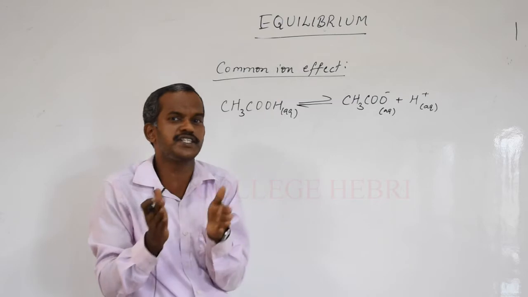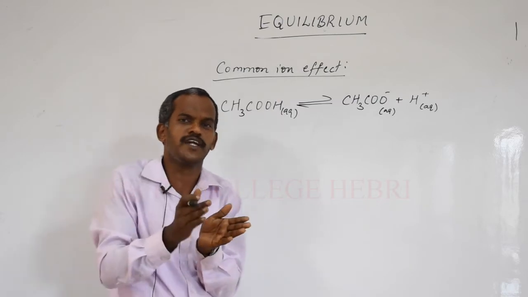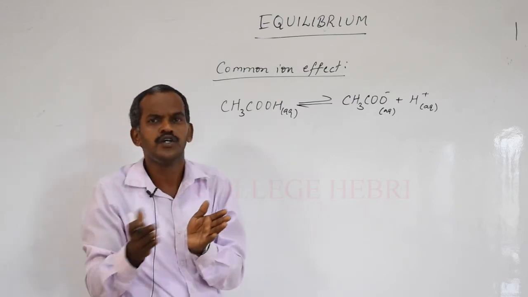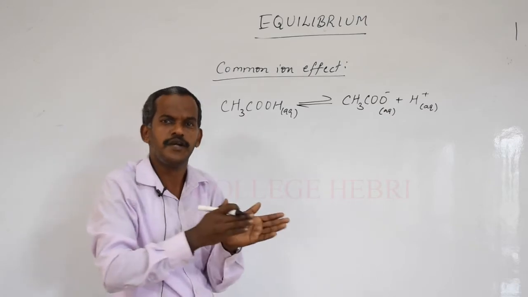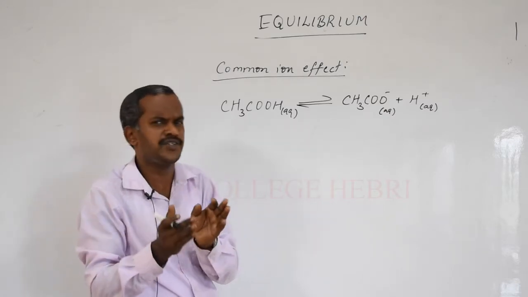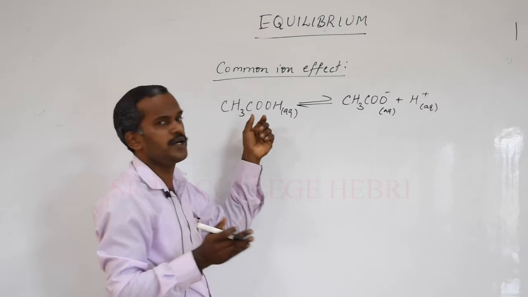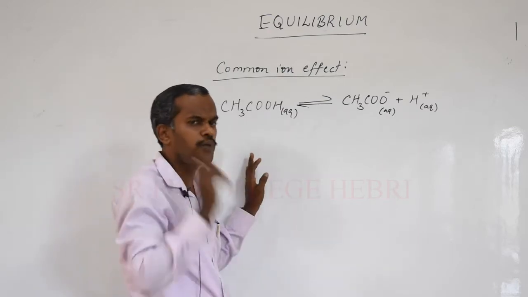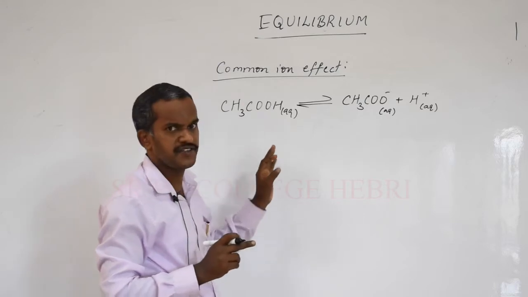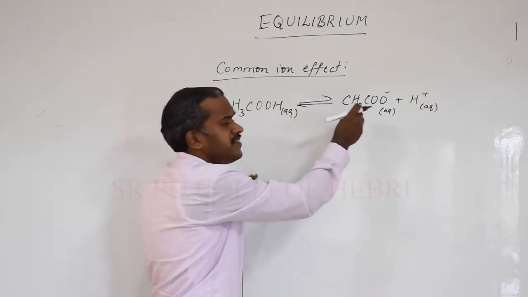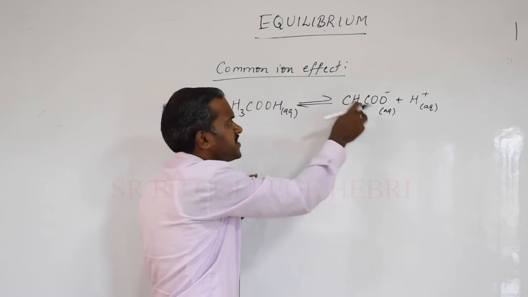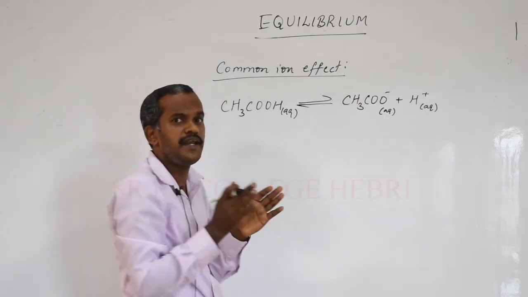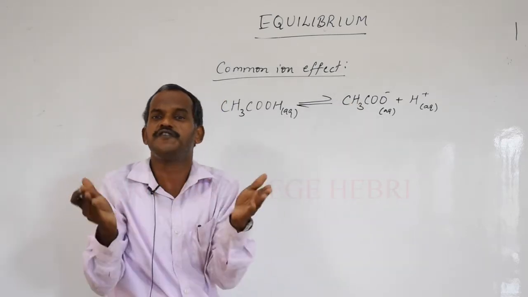So you have to just understand the definition, but this common ion effect has a large number of applications in the solubility equilibria, in qualitative analysis and many more. But first try to understand what the common ion effect is. So how can you define the common ion effect? Simple, as I told you, when you add the ions which are present in the equilibrium reaction, then it will result in the shift of equilibrium.